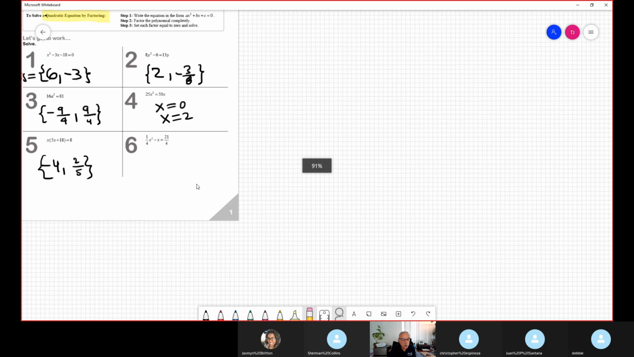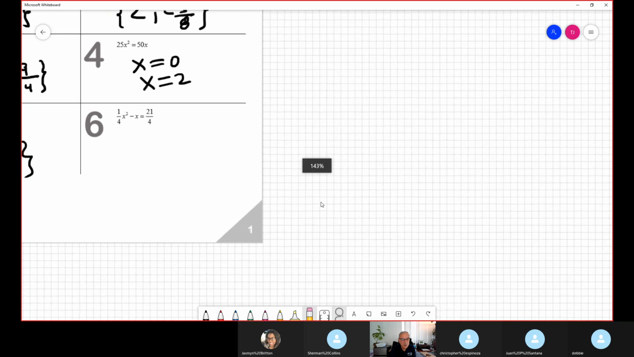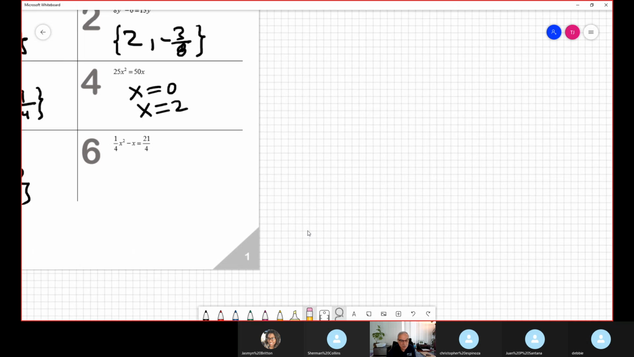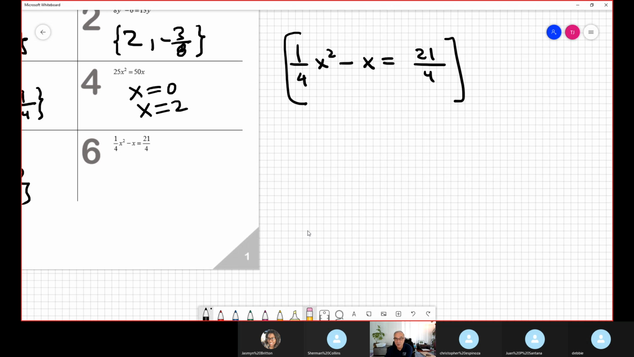Number 6 brings a new complication, but no super big deal. It's a fraction: 1/4 x squared minus x equals 21/4. Nobody likes working with fractions. And what is the fantastic way to eliminate the fraction in algebra? Well, it's classical: multiply the entire equation by 4, the LCD, least common denominator.